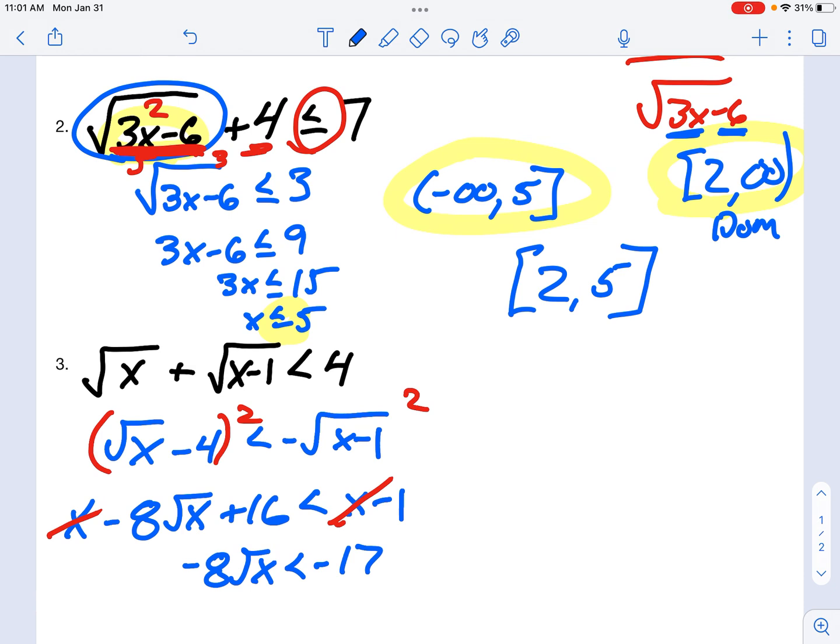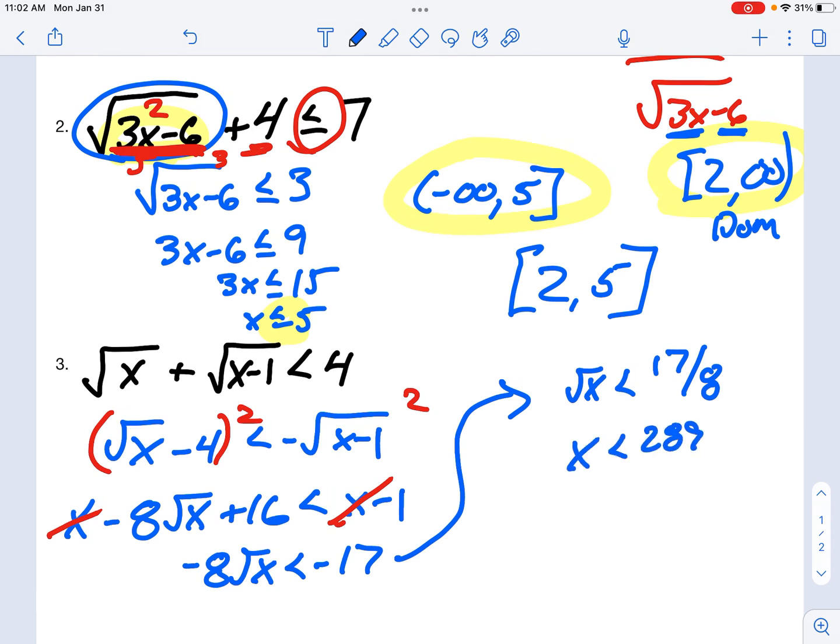It's going to get a little messy here, but I'm going to divide both sides by 8, and that is going to result in square root of x is less than 17 over 8. Now, I'm not done yet because I have to square both sides, and upon squaring both sides, it gives me x is less than 289 over 8, which, again, is kind of a messy number. And whenever I'm doing this, I might be tempted to just say, whew, I got the answer, I'm going to stop right there.